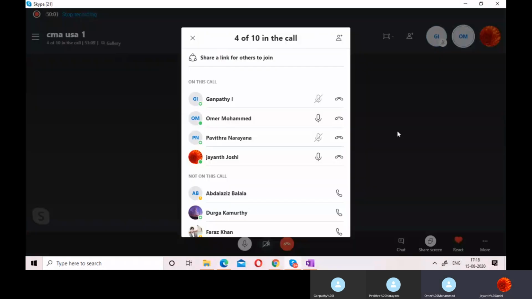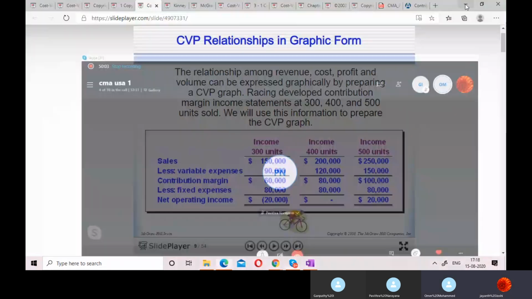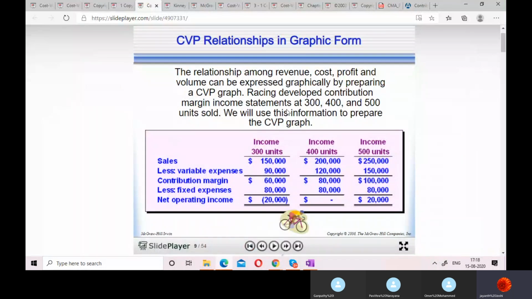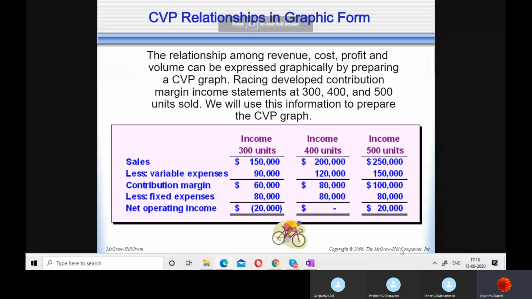उमर सर, उमर. ओके। अब ये देखिए आपके सामने वन ग्राफ, we have one more graph here. The relationship among revenue, cost and profit and volume can be expressed graphically by preparing a CVP graph. Racing developed contribution margin income statements at these three numbers of units. Okay, and we will use the information to prepare the CVP graph.